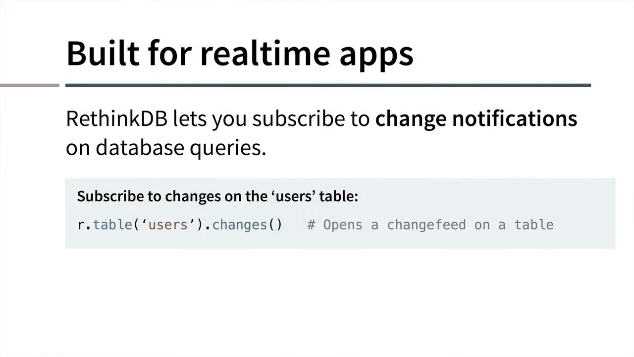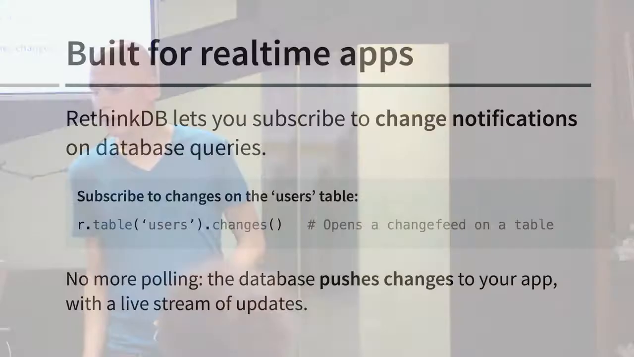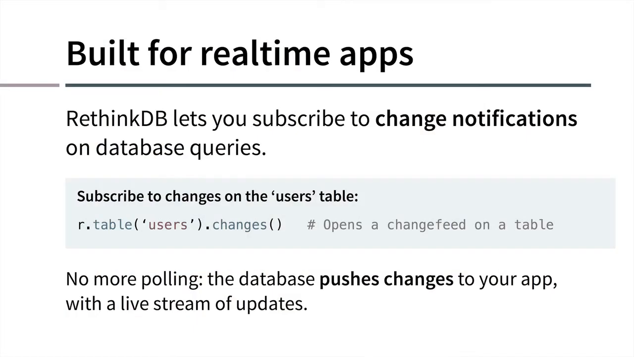And once that happens, we open a change feed on the table. And we're subscribed to notifications. That is, when something is added, modified, or removed from this table, we're going to get sent a little update, just a little ping, that says, hey, we have something new in this table. And what that means is no more polling, because polling sucks. Instead, the database pushes changes to your app with a live stream of updates. It inverts the traditional database access model from poll the database to find out what's new, to tell the database what I care about and then get pushed updates instead.